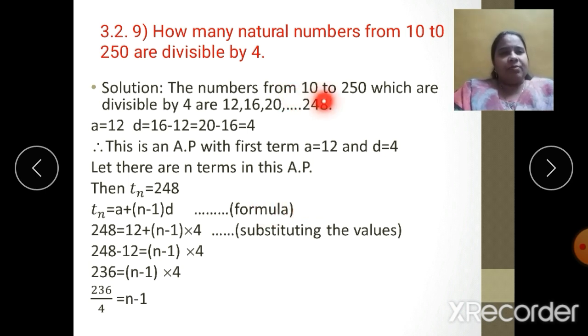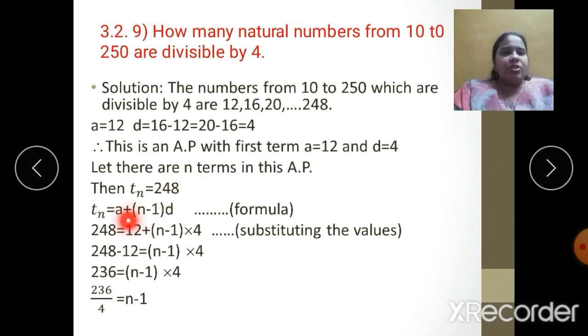The last term. Yes or no? Is this n? Is the value of n 248? No. I hope you are understanding. See, this is the first term. n is 1, 12. Second term, when n is 2, 16. When n is 3, it is 20. Then what should be the value of n here so that it will be 248? Correct? So what is 248? That is Tn. That is not n.